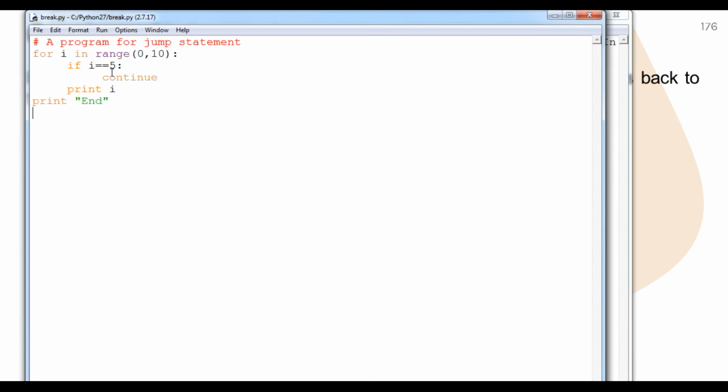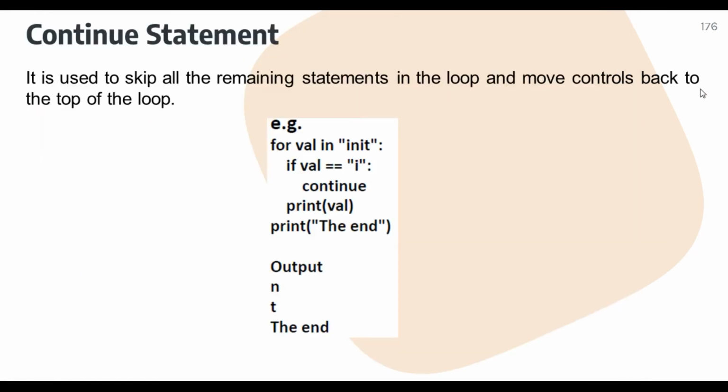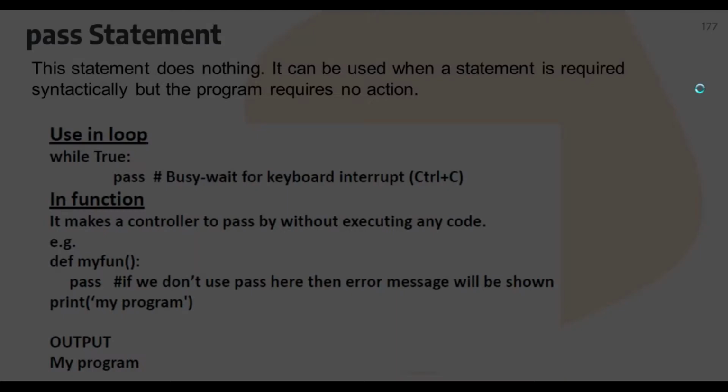Suppose I start at 0. So 0 will print because this condition is false. Then 1, then 2, then 3, then 4 will print. At last, when i equals 5, the condition will be true. And if this is true, continue will execute, and this will directly transfer the control to the next iteration of the loop. It will not allow printing i. Okay students, so this is a use of the continue statement.